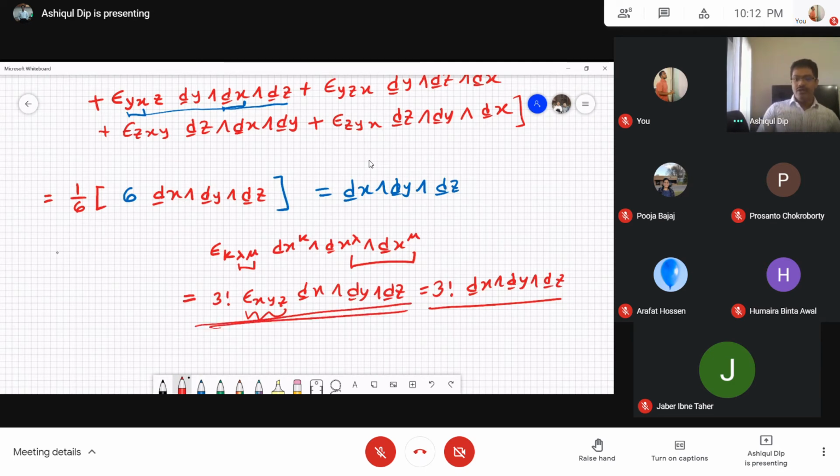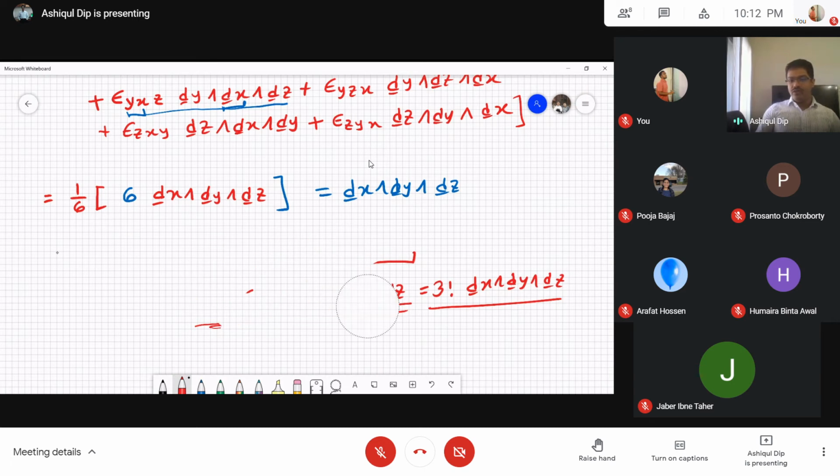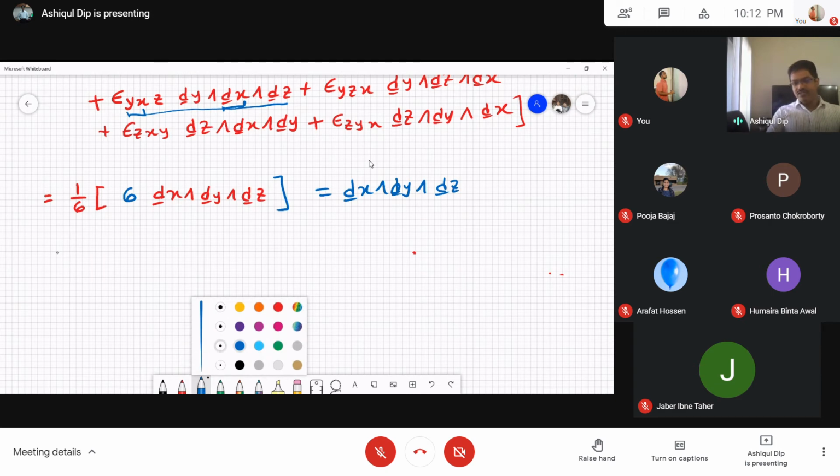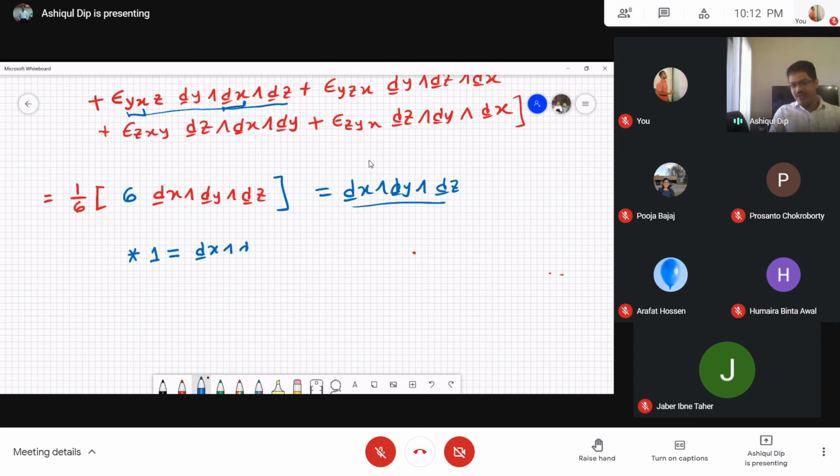So just remember. What did you get from this result? The Hodge dual of 1 is what we have been seeking. So the Hodge dual, star of 1, is what we have been seeking, and we got dx wedge dy wedge dz.